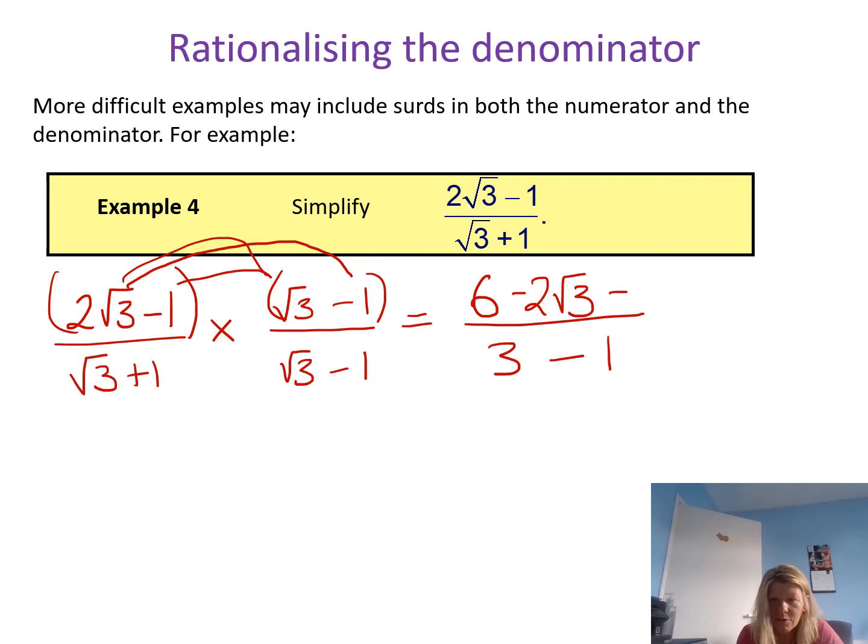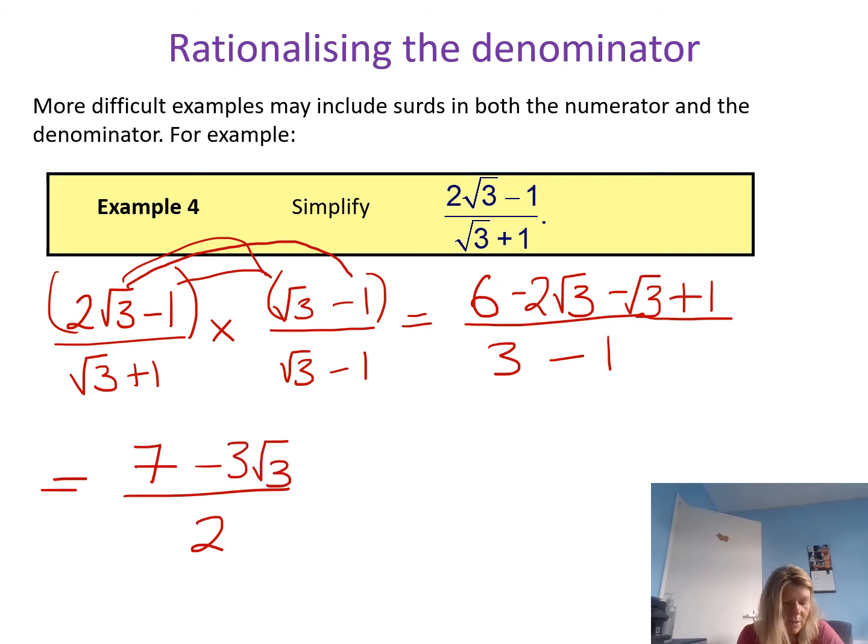So we've got minus root 3. And then that one times that one gives us plus 1. So equals here, on the bottom we've got a 2. On the top we've got 6 plus 1, which is 7. And we've got 2 of those and take away another, so we've got minus 3 root 3. And that is it. Job done.